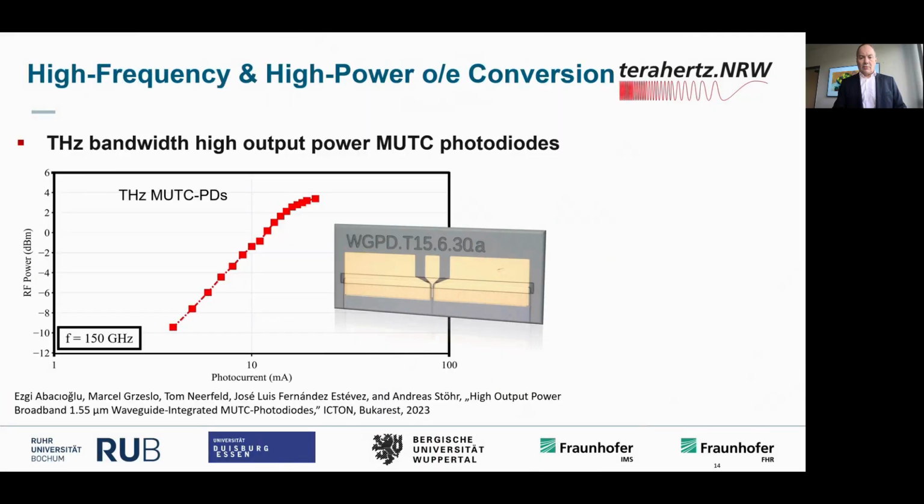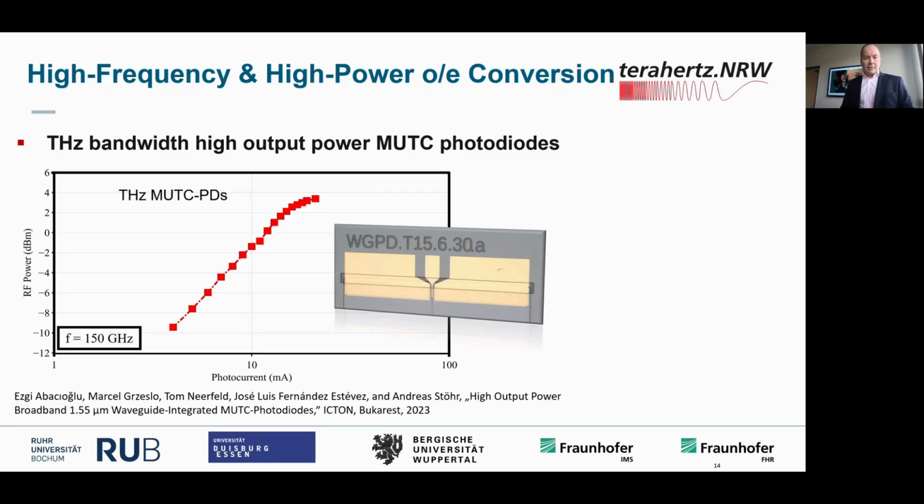So this shows you one of the photodiode chips that have been fabricated here in our department, so using our clean room facilities. We call it MUTC, photodiode, modified unitraveling carrier photodiode. And the challenge is to achieve a very high output power.